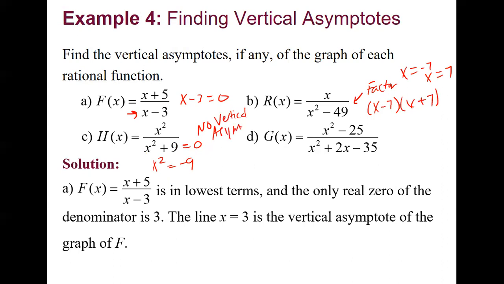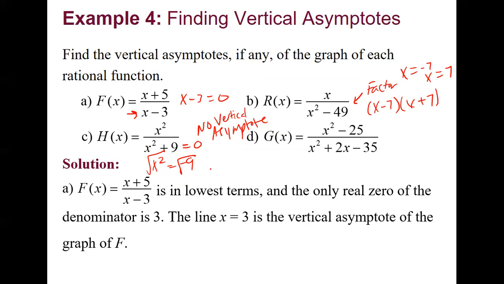Why would we just factor? Because it's not a difference of squares. You can't factor. There's nothing that multiplies to give you +9, but adds to give you 0. Okay. And so there's no vertical asymptote. We get that? All right. And again, it's because I'm going to end up with an imaginary situation, correct?